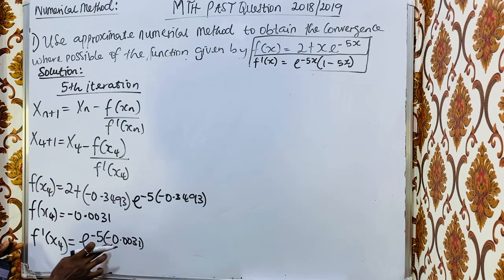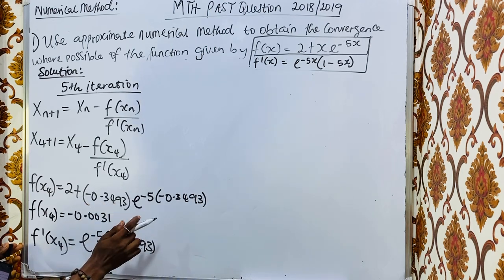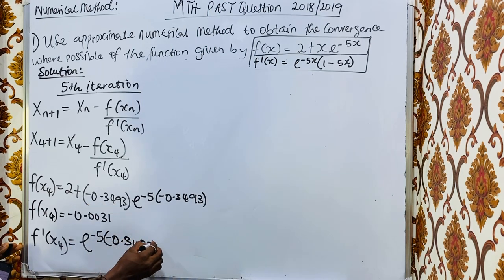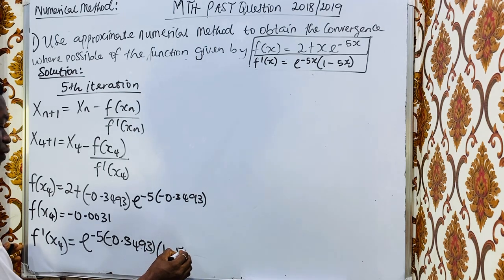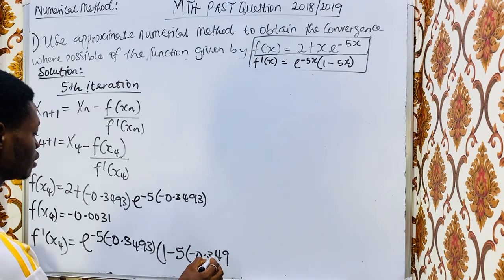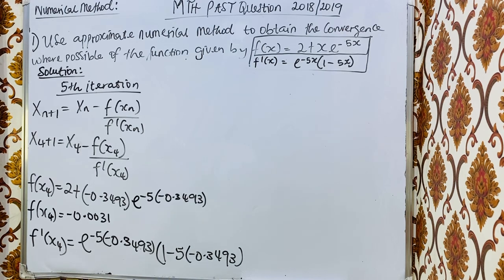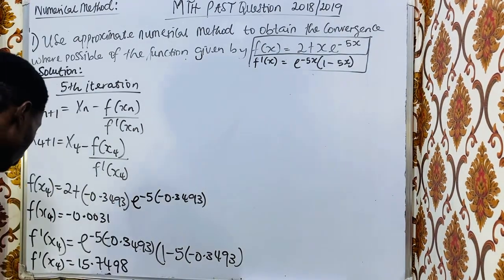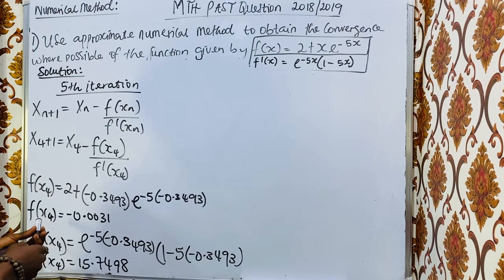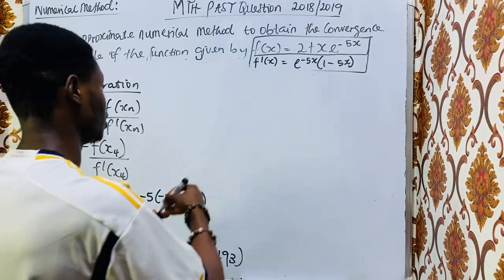Sorry, negative 0.3493, which is our x4. So then times 1 minus 5 times negative 0.3493. So let's punch it. If you do it well, you are going to get your f prime of x4 to be positive 15.7498.